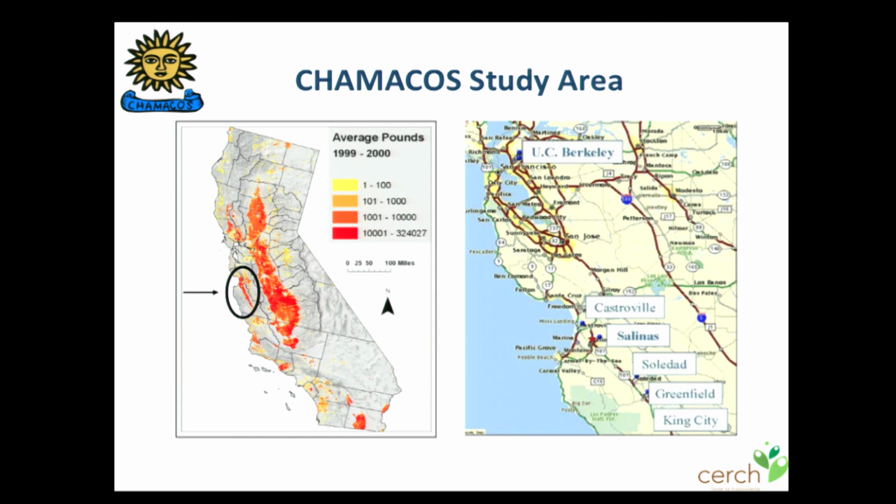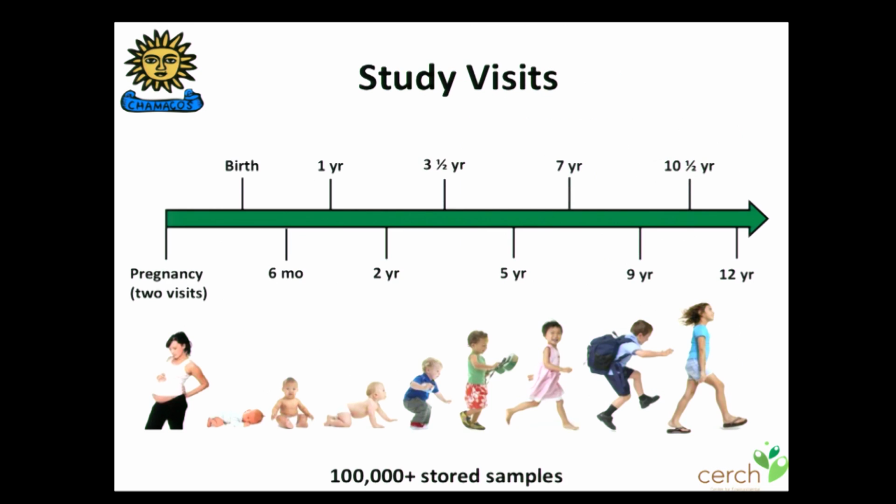Just a reminder, we've been working in the Salinas Valley in California, in Monterey County, for about 15 years now. This area lights up as a relatively high area of pesticide use in California, although not dissimilar from other agricultural areas. We were initially interested in pesticides, but certainly that wasn't the only focus of our work. This area is about 100 miles south of San Francisco. I'm sure many of you are familiar with it.